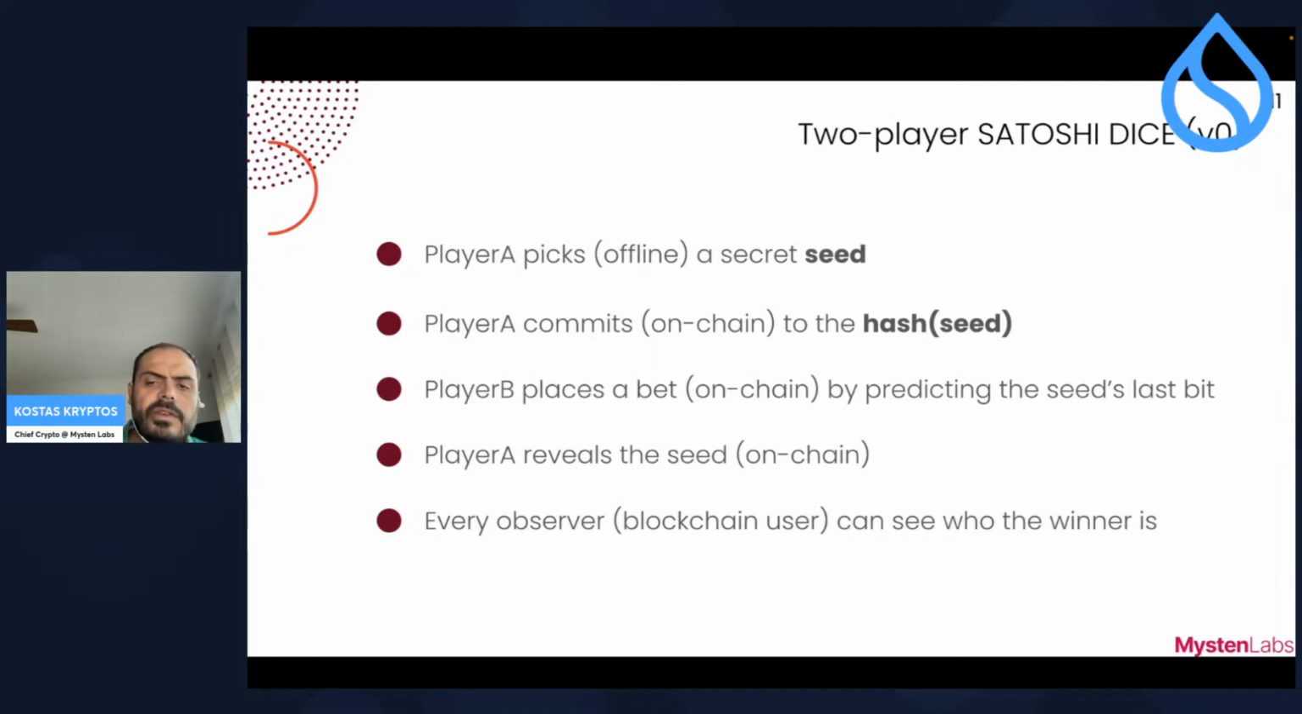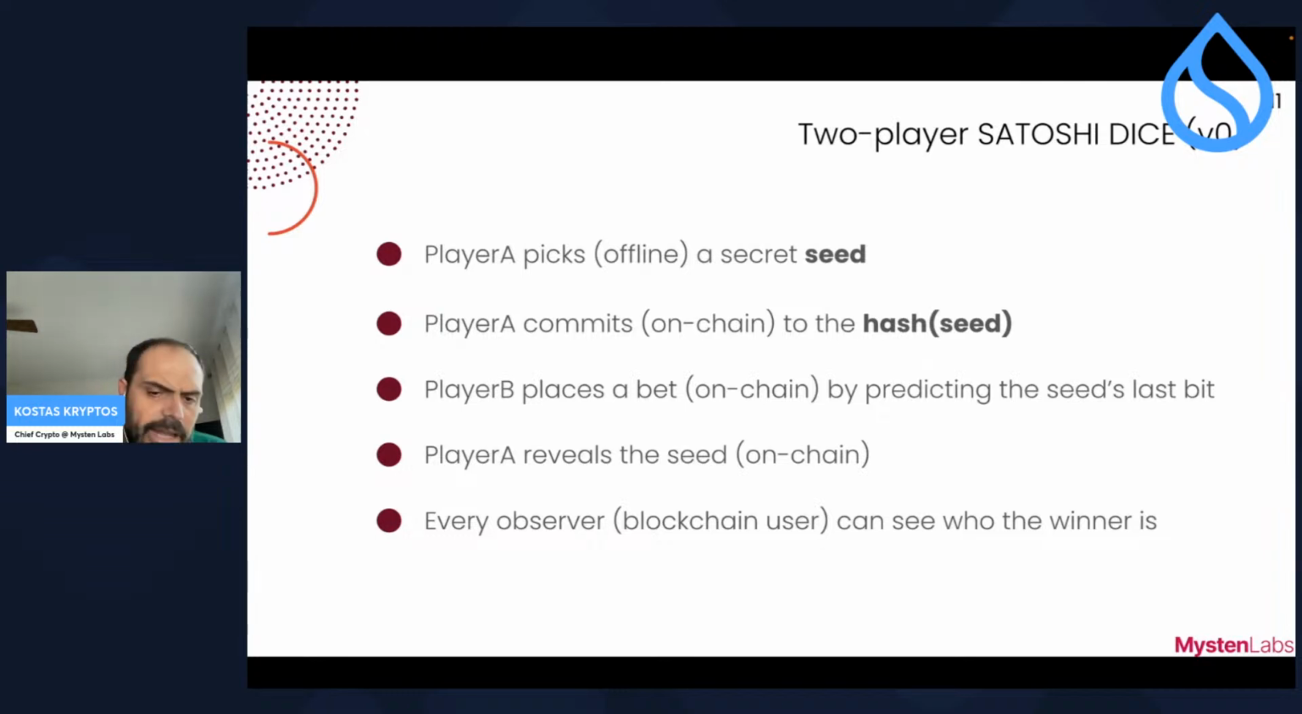So the first transaction is sending the hash of the seed. The second one is, and I'm locking funds here, I'm predicting the last bit. I'm also locking my funds. Henry locked like $10. I locked $10. And now Henry has to reveal the seed, which means that now we can see who won the game. And every observer in the network can actually check who the winner is, obviously the verifiers as well, and you can pay the winner. There is a small problem here if you just do this. Henry might deny to reveal their seed if they're losing.